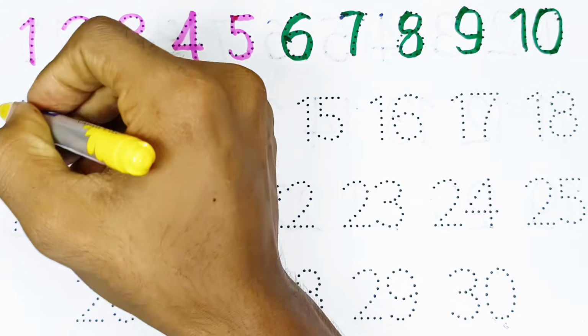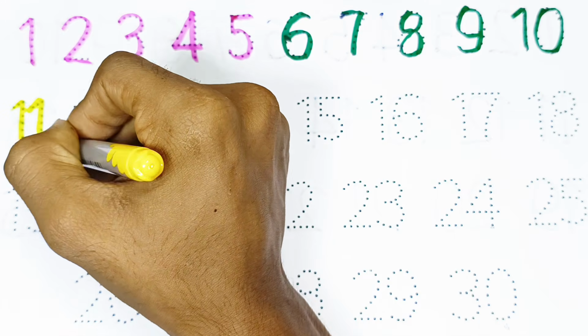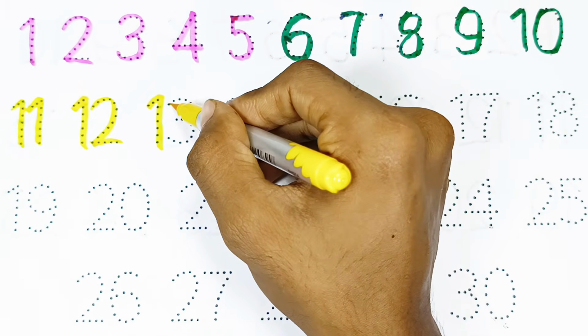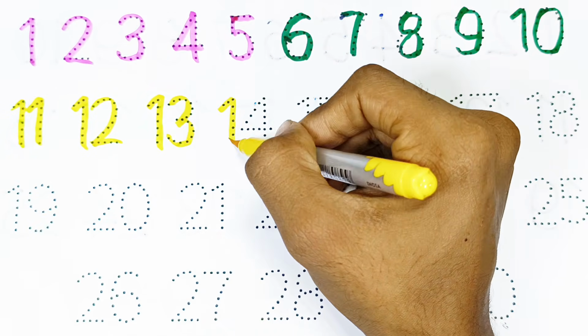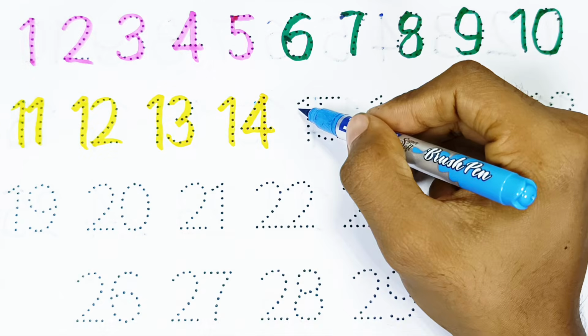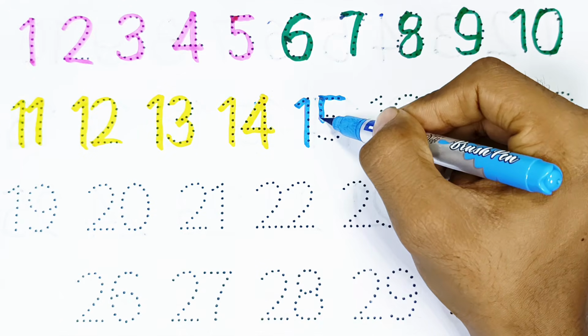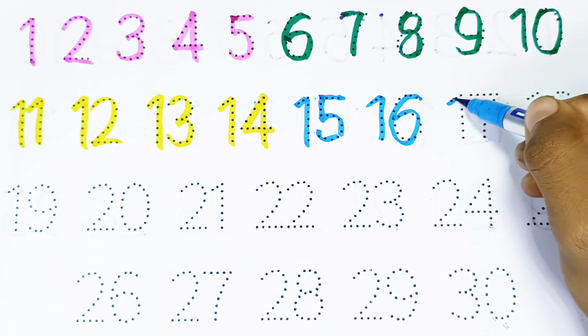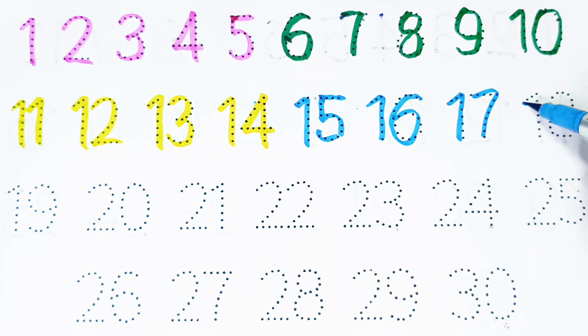Kids, now you draw 11. The numbers of 11, 12, 13, 14. Kids, now you draw 15. The numbers of 15, 16, 17, 18. Kids, now you draw 19. The numbers of 19.